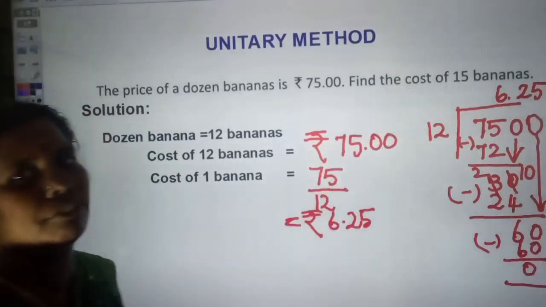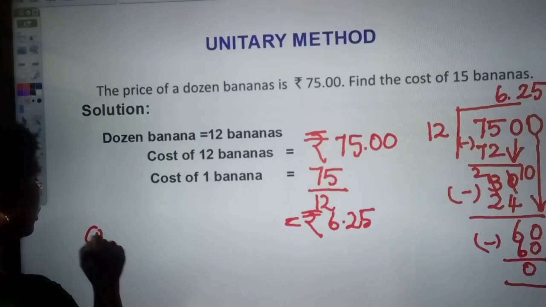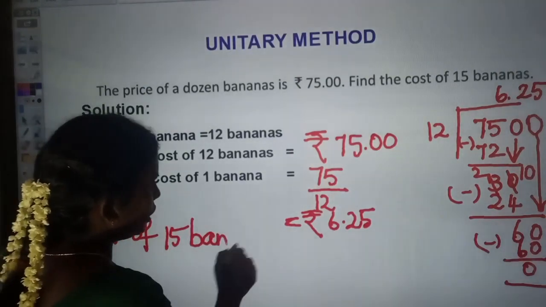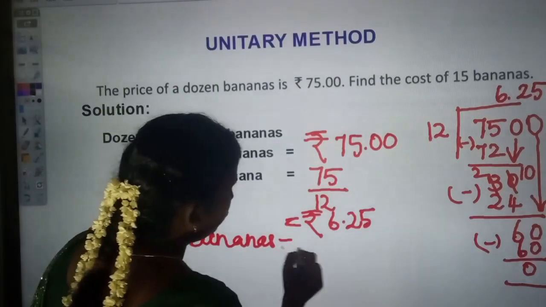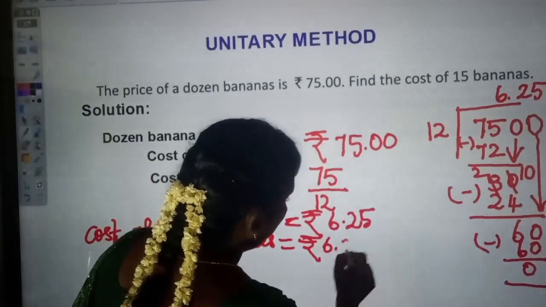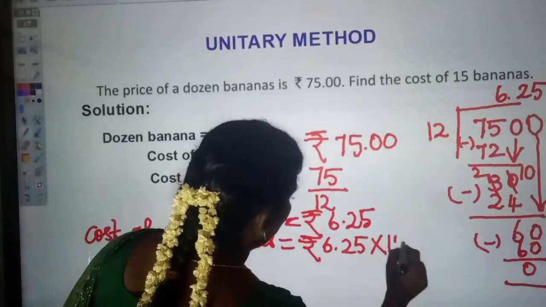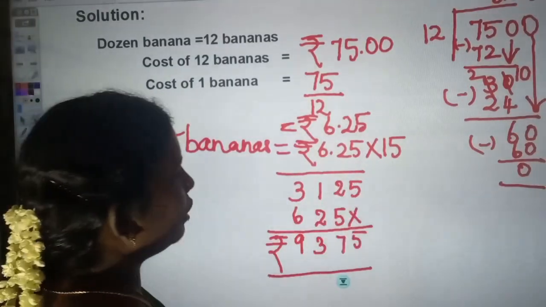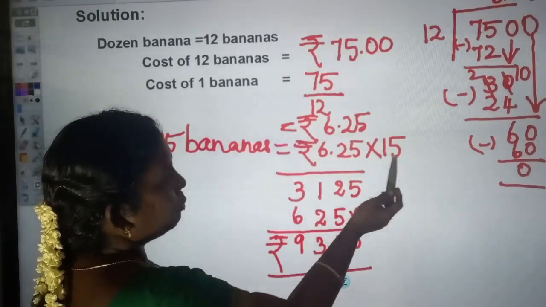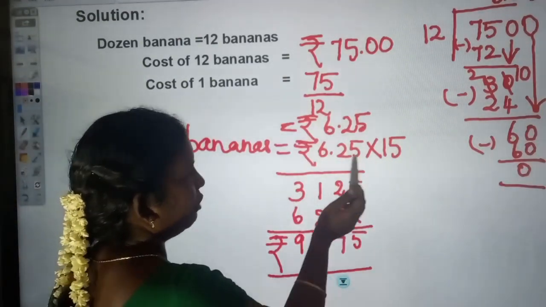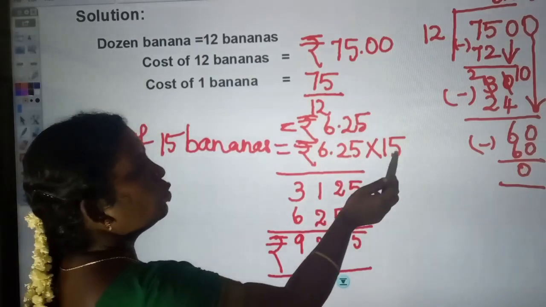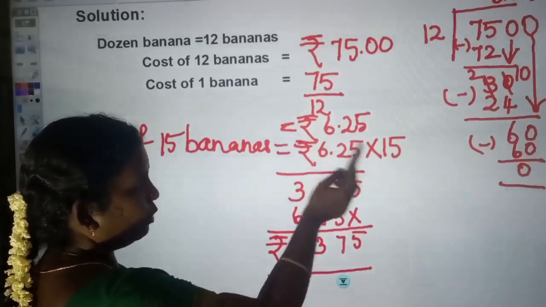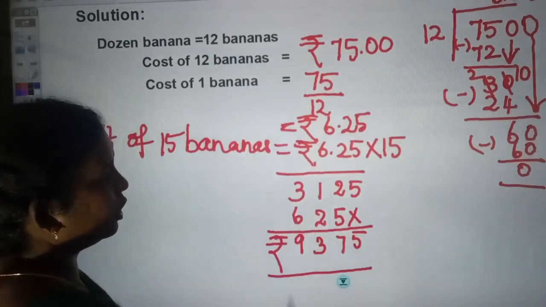They are asking the cost of 15 bananas. Therefore, the cost of 15 bananas is equal to rupees 6.25 into 15. So now we are going to multiply 15 into 6.25. 5 5s are 25, 2 carried over, 5 2s are 10, 10 plus 2 is 12, 1 carried over, then 5 6s are 30 plus 1 is 31.